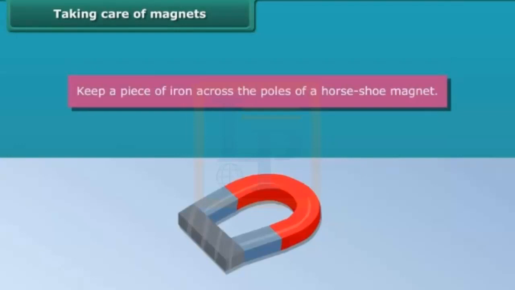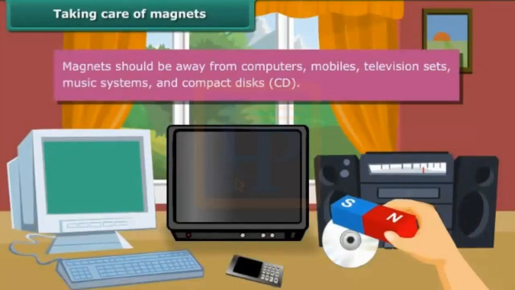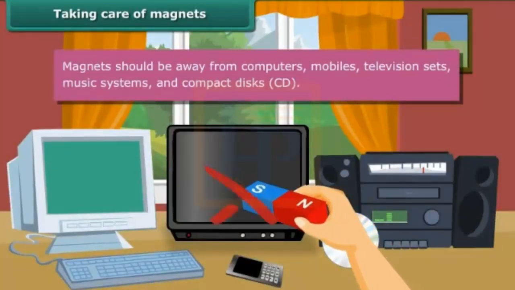Keep a piece of iron across the poles of a horseshoe magnet. Magnets should be kept away from computers, mobiles, television sets, music systems, and compact discs.